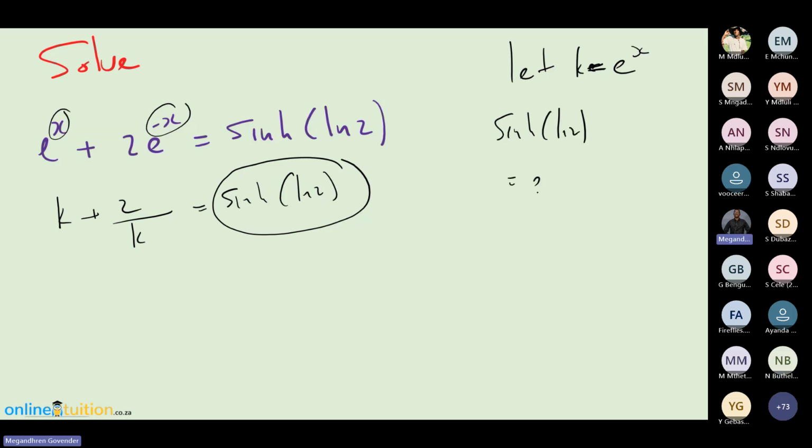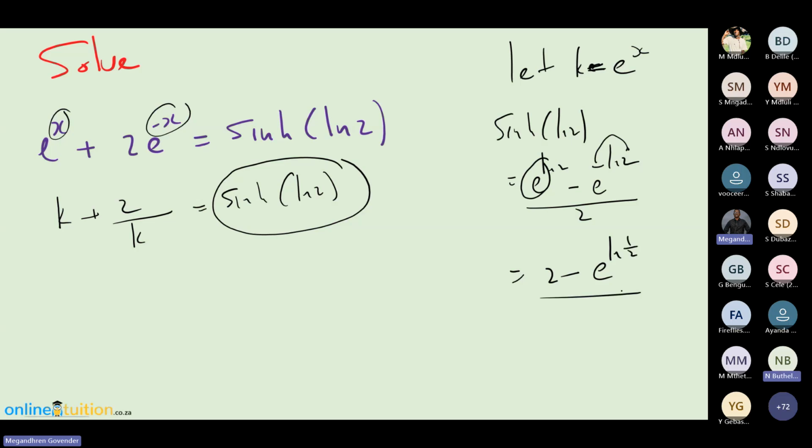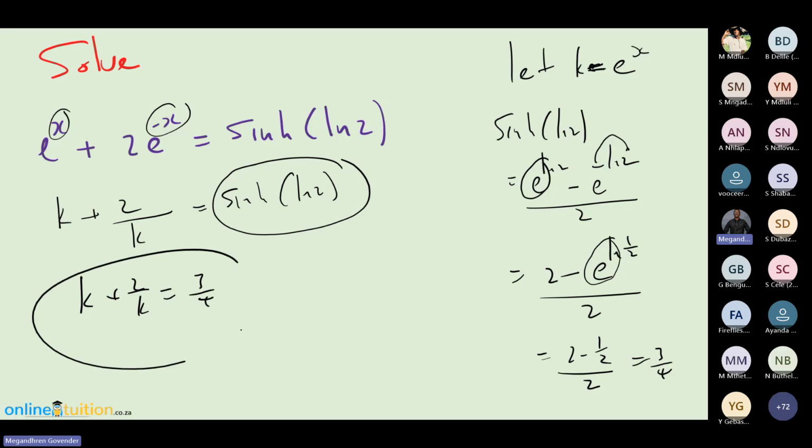Okay, let's see. So that becomes e to the ln of 2. Guys, you got to be careful here. e to the minus ln of 2 all over 2. When e meets ln, we'll get a 2. The minus sign goes there, so that becomes e to the ln of a half, correct? All over 2. And where e meets ln, that becomes 2 minus a half all over 2. 2 minus a half is 3 over 2. Hey, you were right, 3 over 4. So we're going to get k plus 2 over k equals 3 over 4. And now we go back to grade 1 and we solve for k using the quadratic formula. Boom. There's your 1 mark.